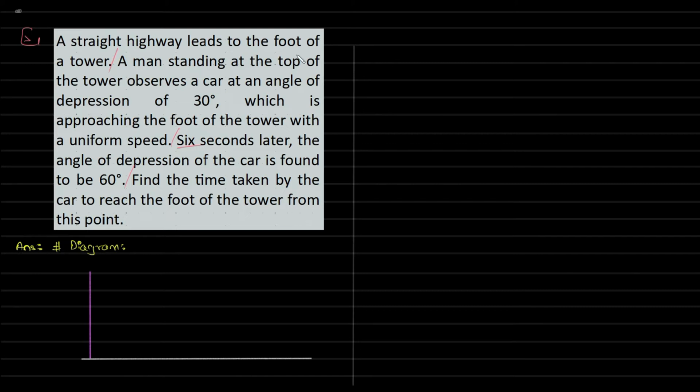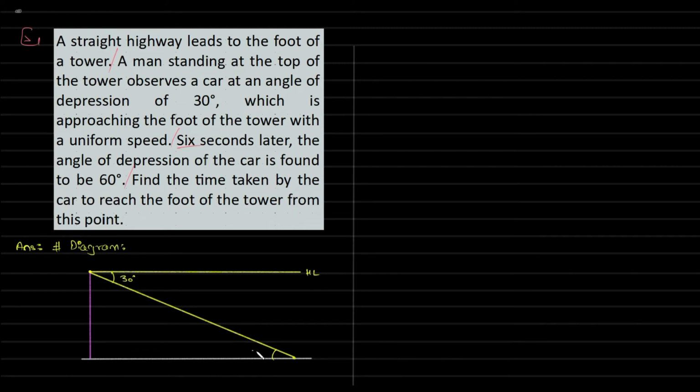A straight highway leads to the foot of the tower. A man standing at the top of the tower, so we are standing over here, observes the car at an angle of depression of 30 degrees. So first thing is first, we need to draw a horizontal line, right? And then with respect to this, we'll measure things like where the car is. So the car is at an angle of 30 degrees. So this is your 30 degrees. Always it's the horizontal line that we need to consider.